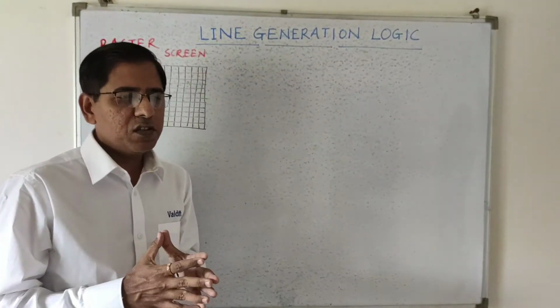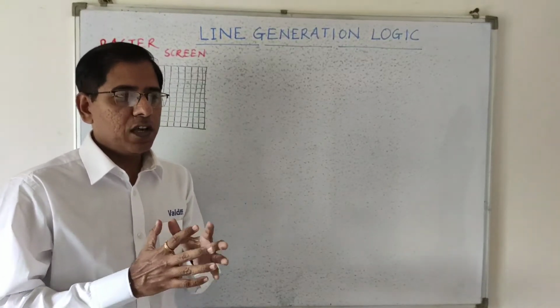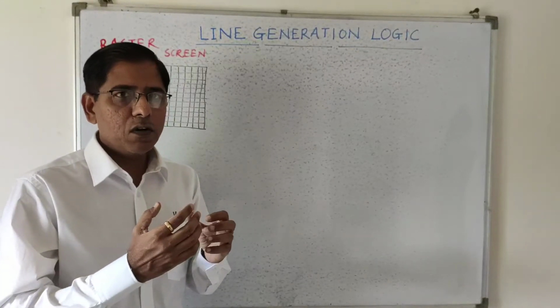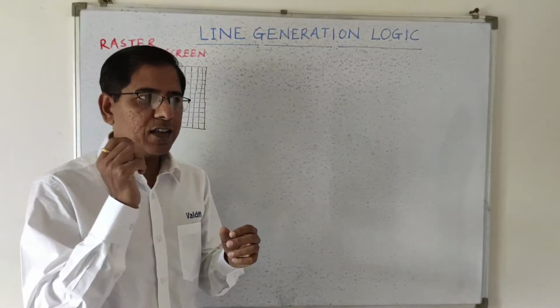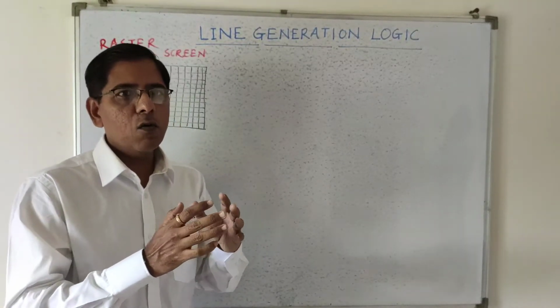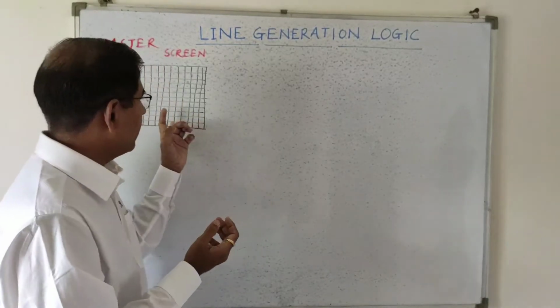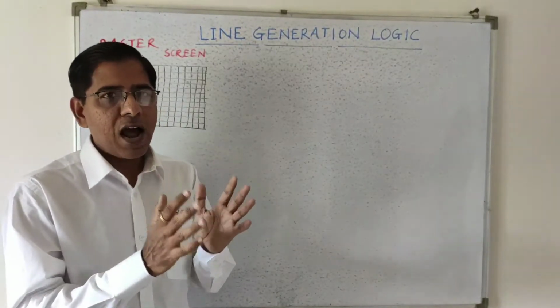Now in previous lectures we have seen the hardware part of the computer. There we have seen how an image is generated, how the electron gun works, how the electron strikes the phosphor coating of the screen, and how a point is illuminated or a point appears on a screen. So that was the hardware part.